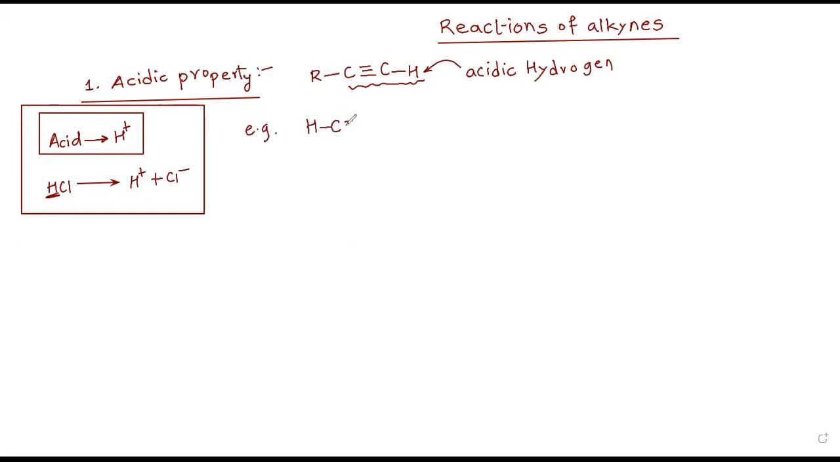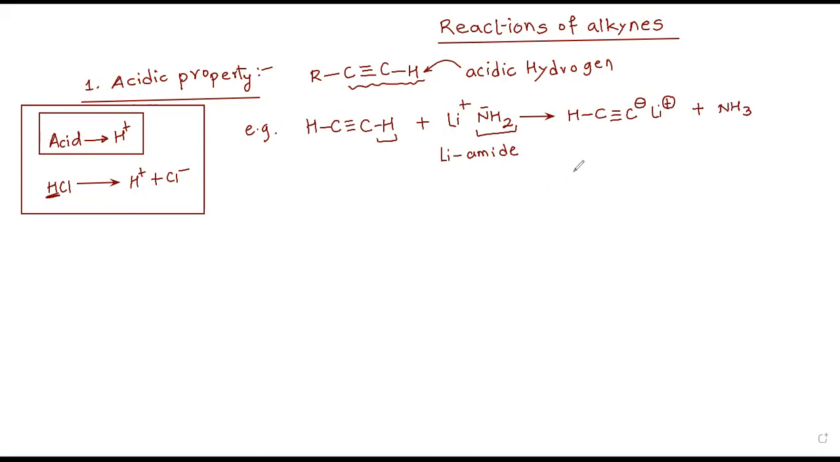Suppose I take a compound acetylene, react with a substance lithium amide. This is called lithium amide. You can replace this particular hydrogen with Li. So this is triple bond. There will be a negative charge on it. Lithium will come with a positive charge. This hydrogen goes with NH2 and it forms NH3.